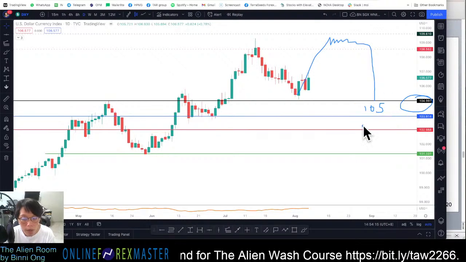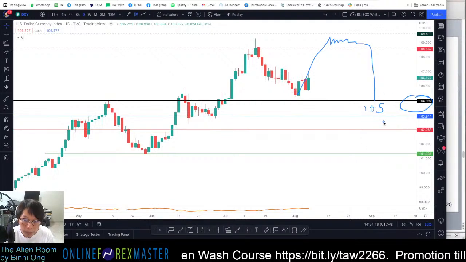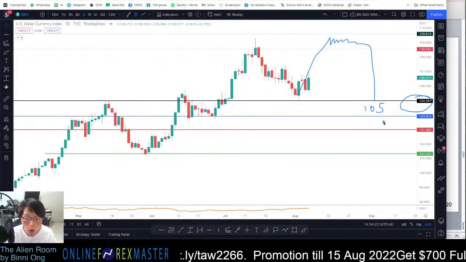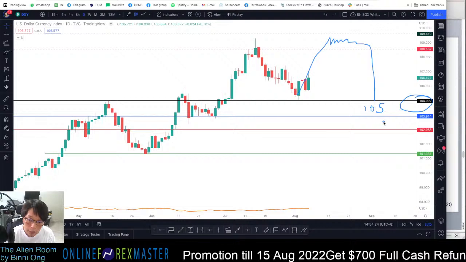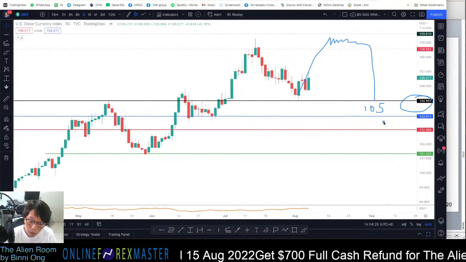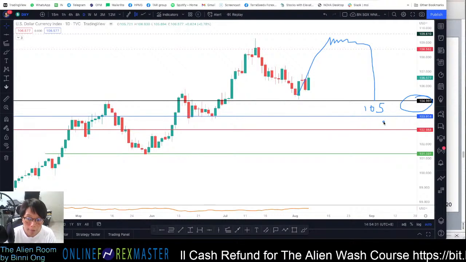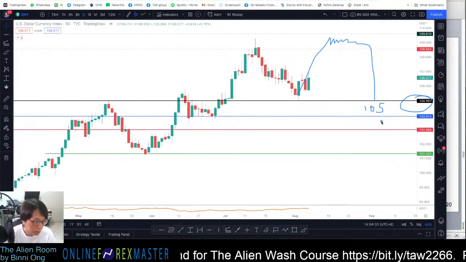So you realize what the few numbers here are? 105 for the dollar index and 2.5 for the U.S. 10-year. All these are important numbers that the market is not mentioning, but I'm sure that the fund managers, the professional people, are looking at all these indications.